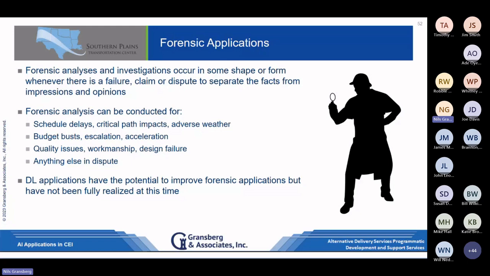So forensic analysis can be conducted for all sorts of things. Usually we're looking at some kind of delay or maybe a budget bust. Looking at critical path impacts, right? The rule being that if you've got a delay but it doesn't hit a critical activity, then we're talking about float, not a time extension. Things like accounting for adverse weather or abnormally adverse weather. Dealing with escalation or trying to determine whether we've had acceleration in a project, be that directed or implied. We can also look at quality issues, right? Workmanship, design failures, you name it. Pretty much anything in dispute.